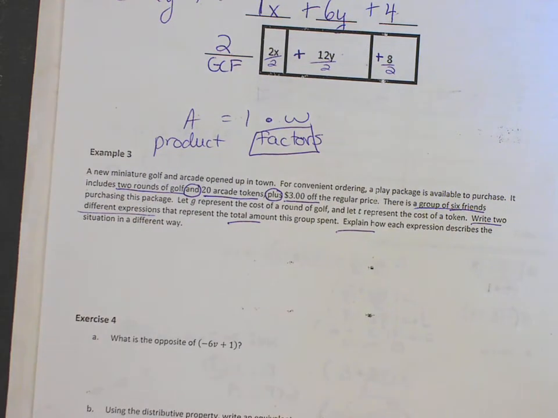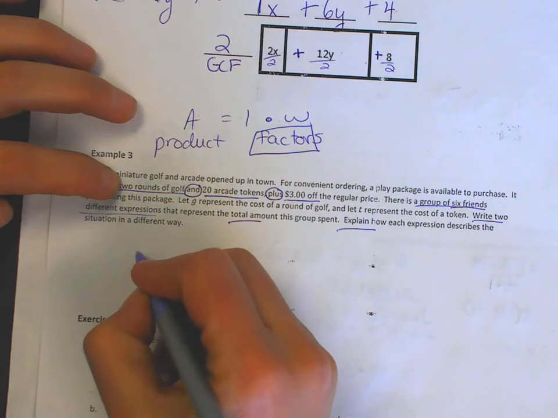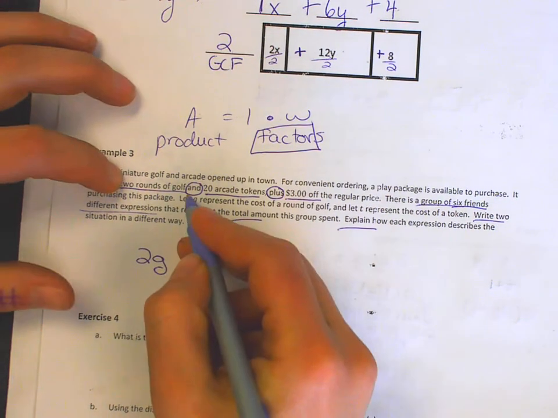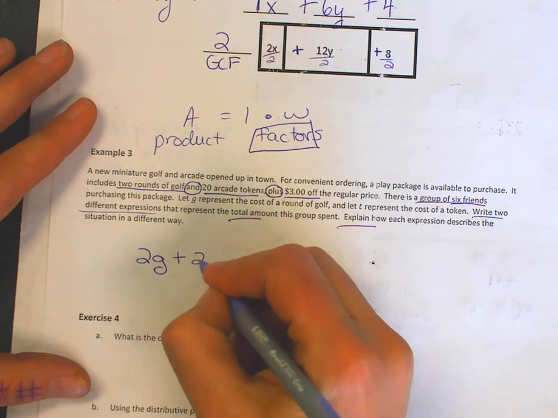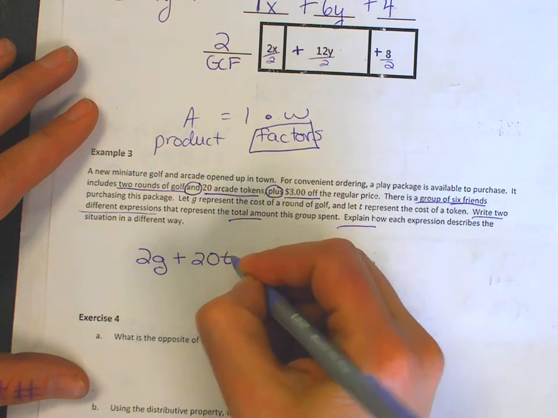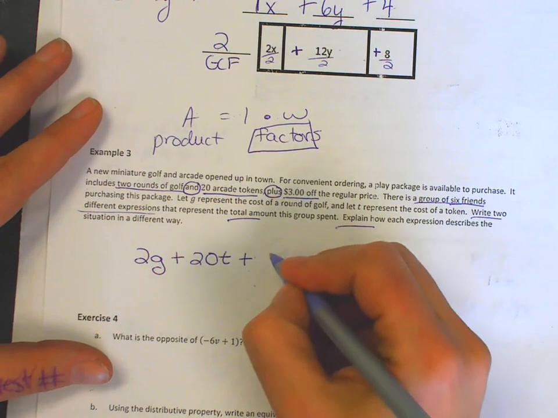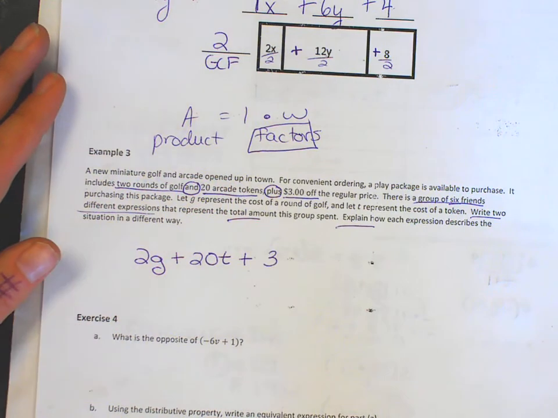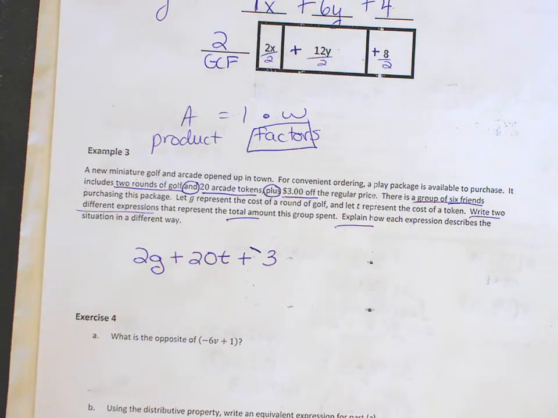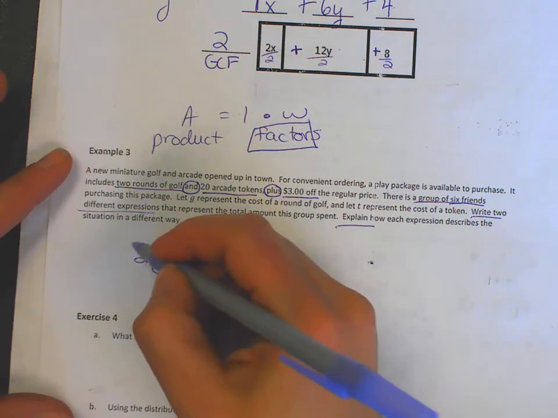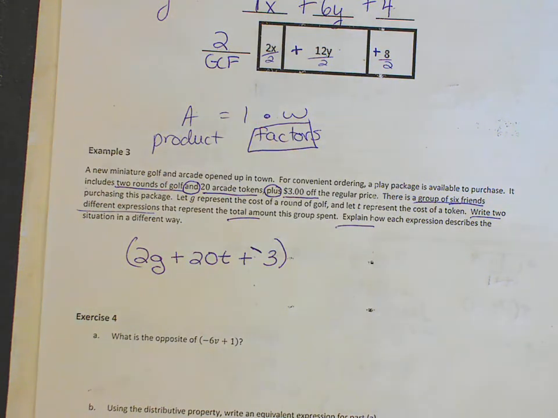Let's go back to the beginning and reread. 2 rounds of golf. They told me to write G. And in math means plus. 20 arcade tokens. They told me to use T. Plus means plus. $3 off would not be a positive 3. It would be taking away 3, or a negative 3. And that is a package. So let's package it up in math. Group it together with parentheses.